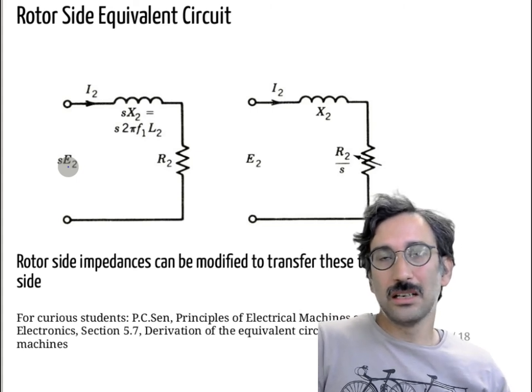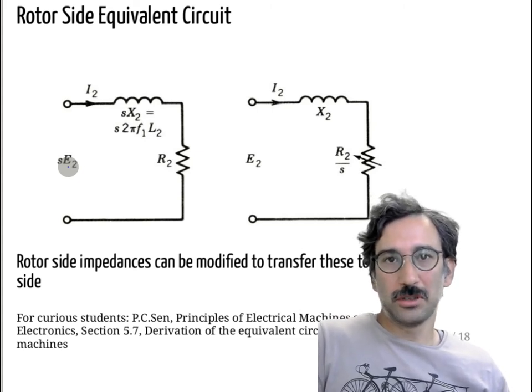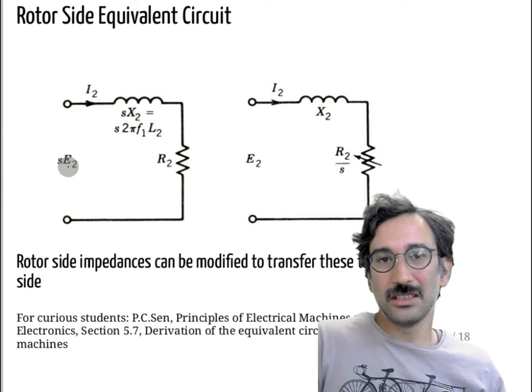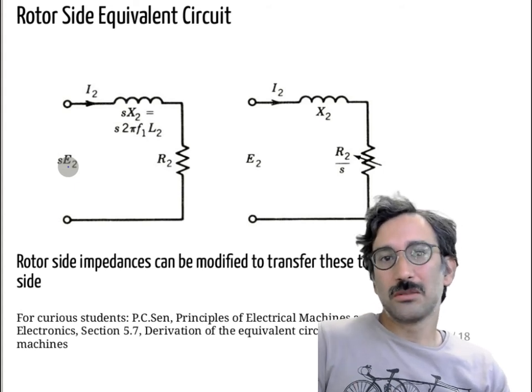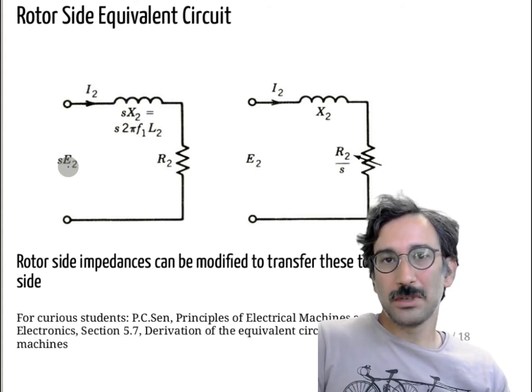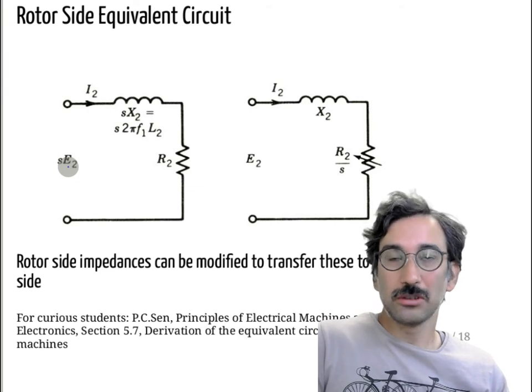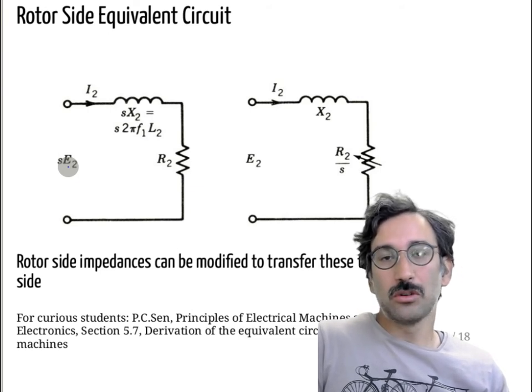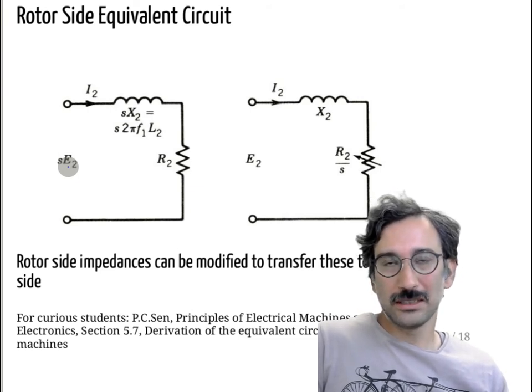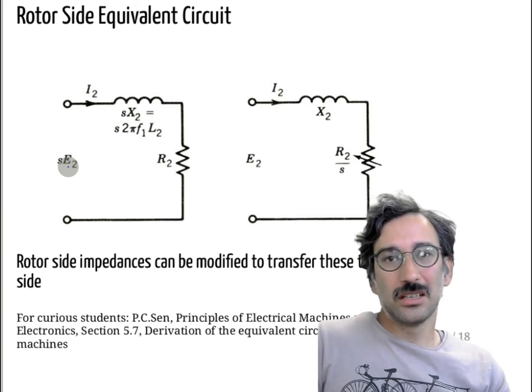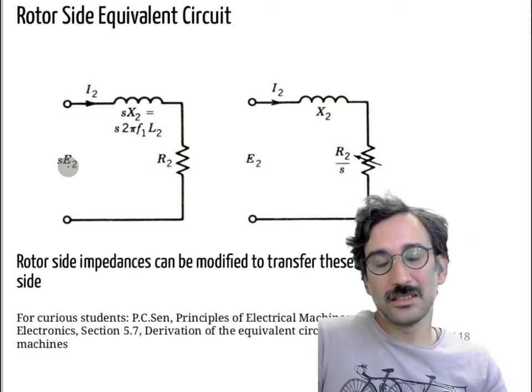So that is a really fundamental property of induction machines, and that is the reason why induction machines are called asynchronous machines, because they cannot rotate or generate any torque at the synchronous speed. So that is the main difference between synchronous and asynchronous machines.